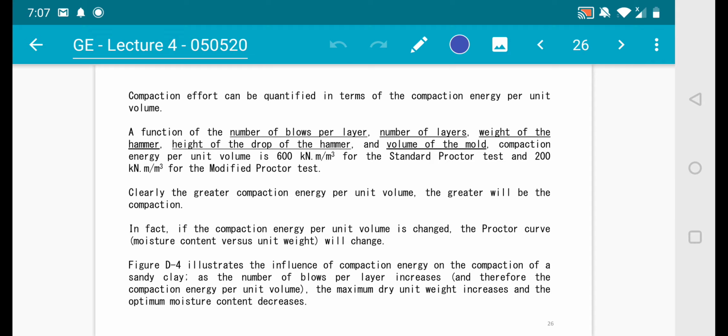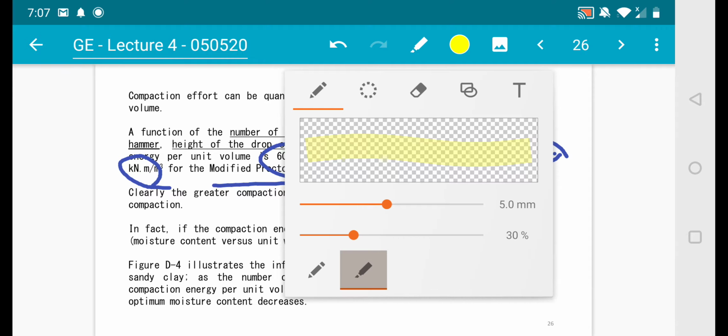Now, compaction effort can be quantified in terms of the compaction energy per unit volume, a function of the number of blows per layer, number of layers, weight of the hammer, height of the drop of the hammer, and volume of the mold. Compaction energy per unit volume is 600 kN per meter cube for the standard Proctor test, and 2,000 kN per meter cube for the modified Proctor test, which is much more. Oh, which is lesser, sorry. This is 600 and this is 200. Let's find a highlight. Okay.